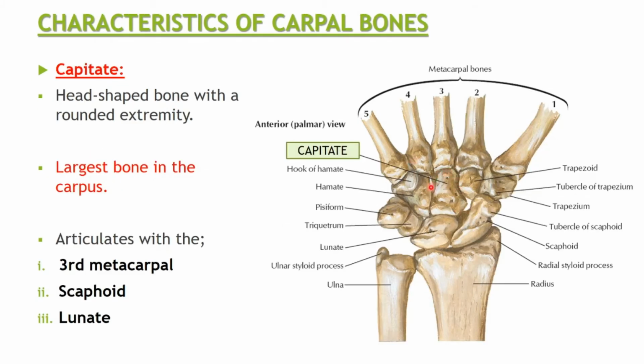Then there is a capitate, which is head-shaped bone with rounded ends. So this is head-shaped bone, and it is the largest bone among all the carpal bones. So the capitate is the largest bone among all the carpal bones, and it is head-shaped bone having rounded ends, and it is articulating with the third metacarpal bone and also with the scaphoid, with the lunate, with the trapezoid. So this is the capitate.